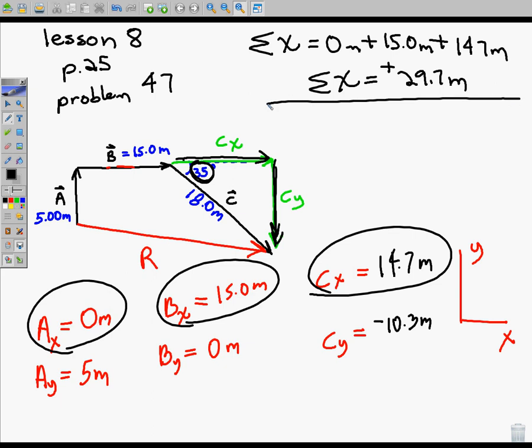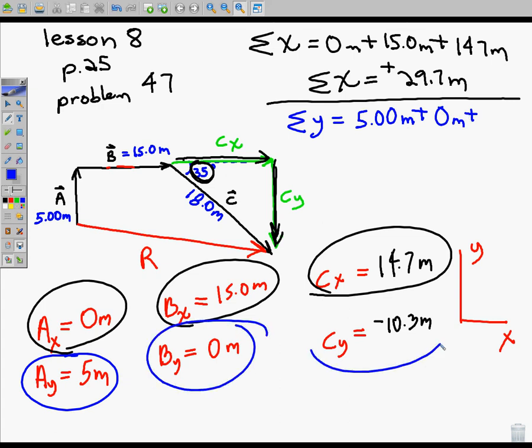And then we're going to find the sum of the y's. Sum of the y's is equal to 5 meters plus 0 meters plus negative 10.3. And when we sum that up, what do we get, Sammy? Negative 5.3 meters. Negative 5.3 meters.